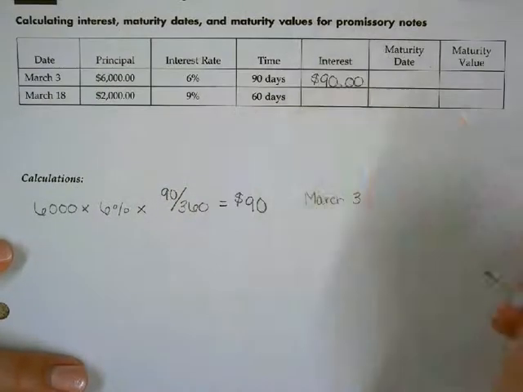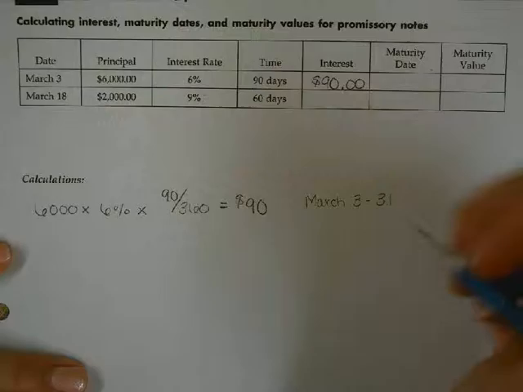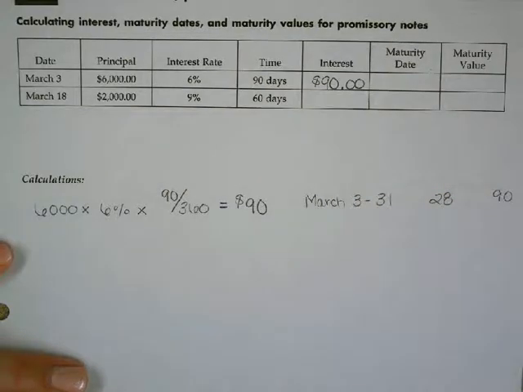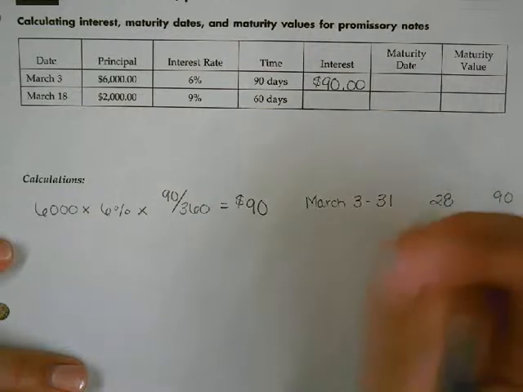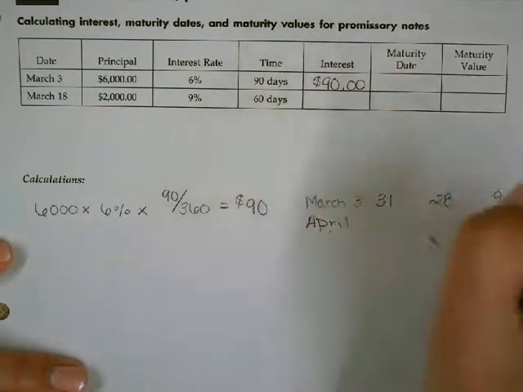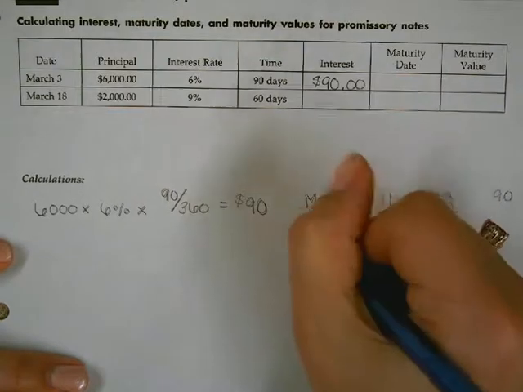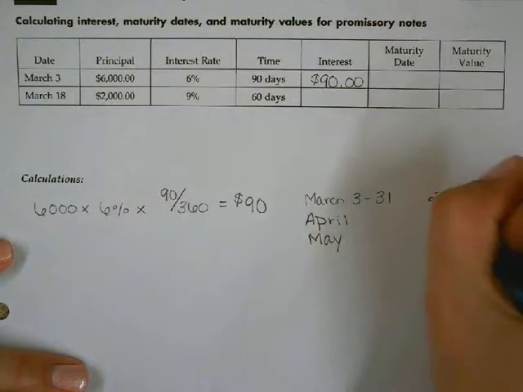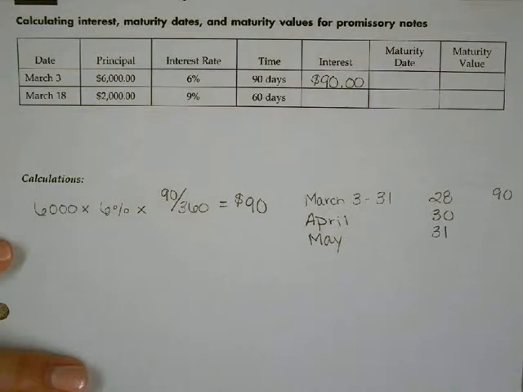What's our next month? How many days in May? 31. So now we are at 89 days. So how many days do we have left? 1 day. So we're going to use June 1st. If we add all those numbers together, that's going to give us our 90 days. That means our maturity date then is June 1st.